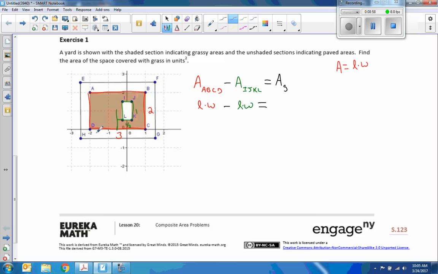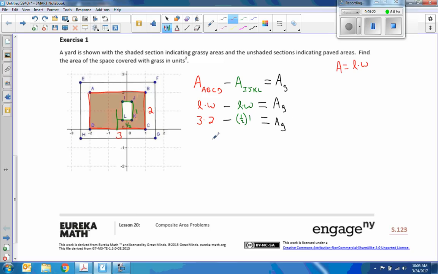So the length is 3. Now I substitute my givens. My width is 2 minus, the length is 1/2, and the width is 1. And that is going to equal the area of our grassy region.